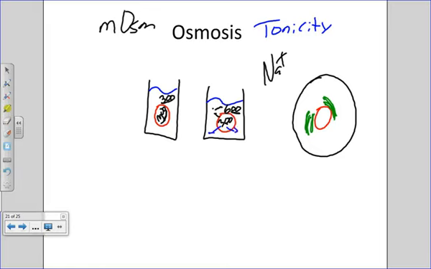There's going to be an imbalance. There's not going to be an equal amount of sodium moving in and out of the cell anymore. There's going to be more water drawn out, and the cell is going to shrivel up. If this cell shrivels up, all the working parts of the cell are going to get scrunched together, and if these organelles get scrunched together, they're not going to function properly at all.